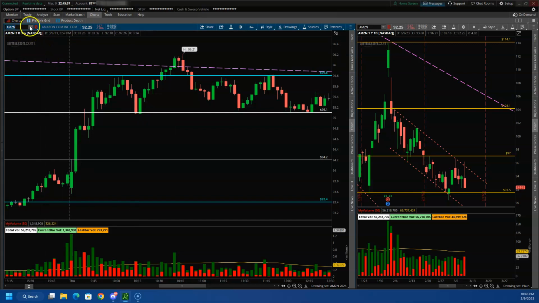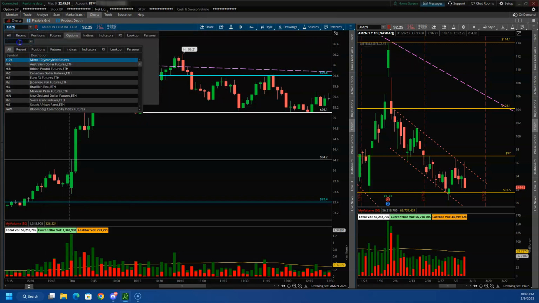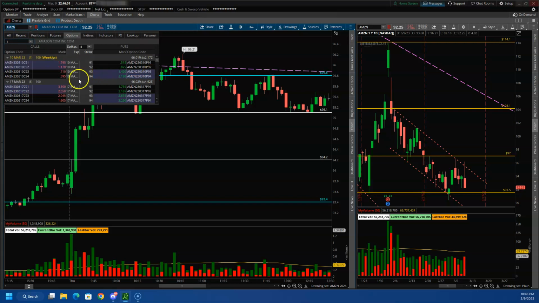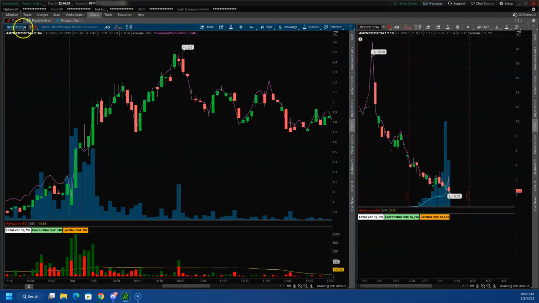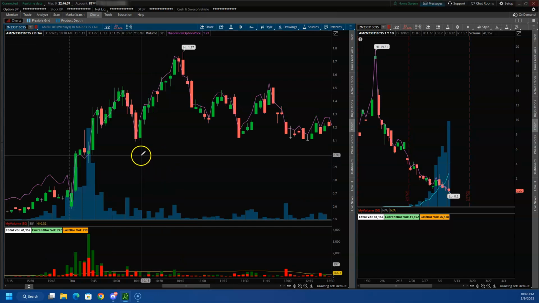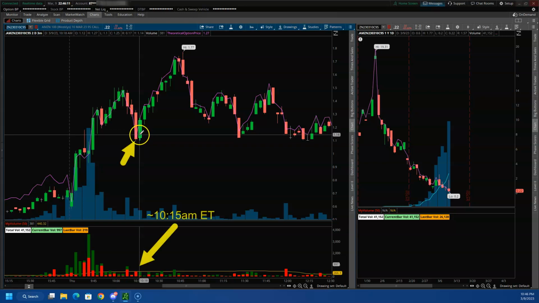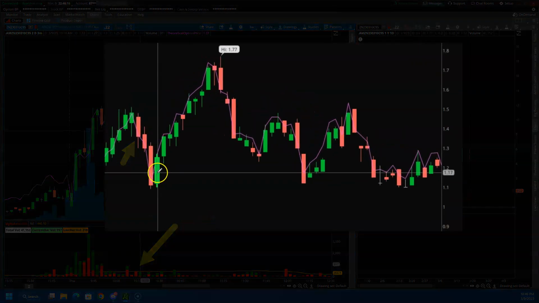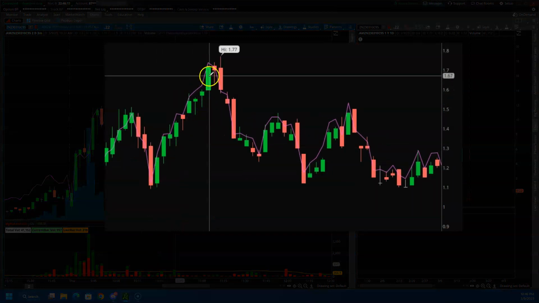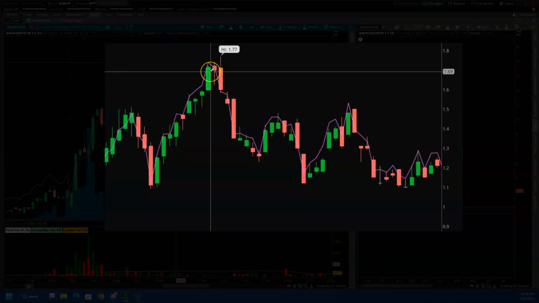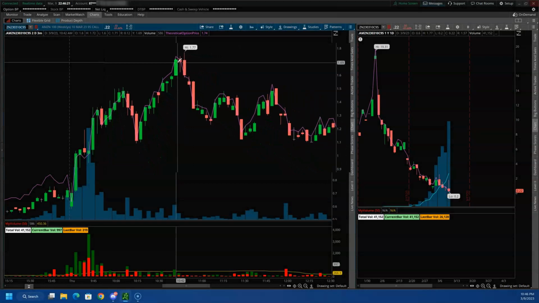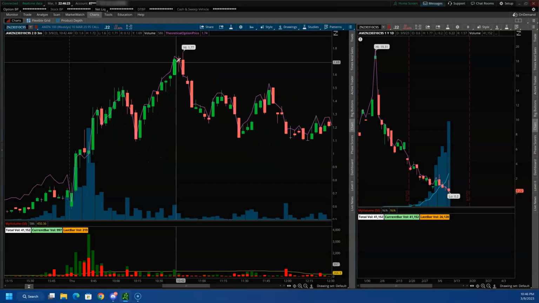So let me try to pull the 95C, and we can see how the price did. 95, right? 10:15. If you had gotten long right here at the retest, you would have been getting in around 1.15, or 1.2 maybe. It went all the way to 1.7, right?